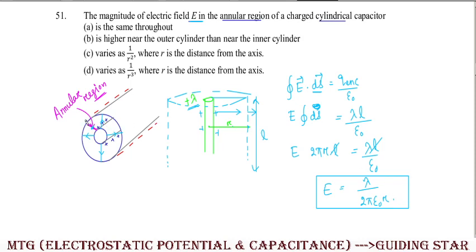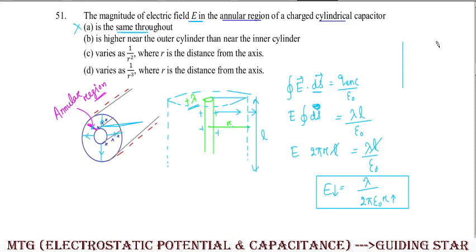If we increase the distance from the inner cylinder towards the outer cylinder, then this r will increase. That means the electric field will decrease. That means this electric field will be variable in between the plates of the cylindrical capacitor. So the first option, which says it is the same throughout, is wrong. It is not the same. Clear? That means the electric field is not constant.